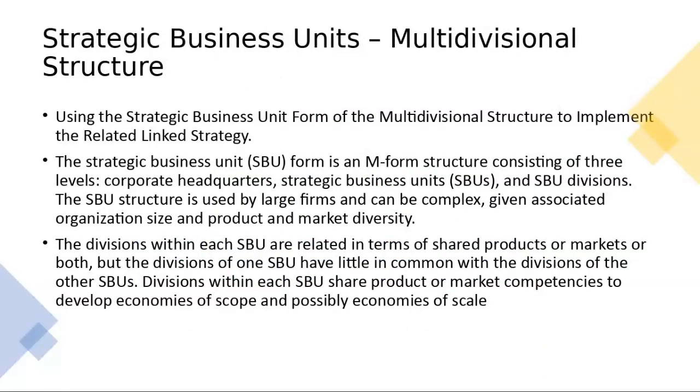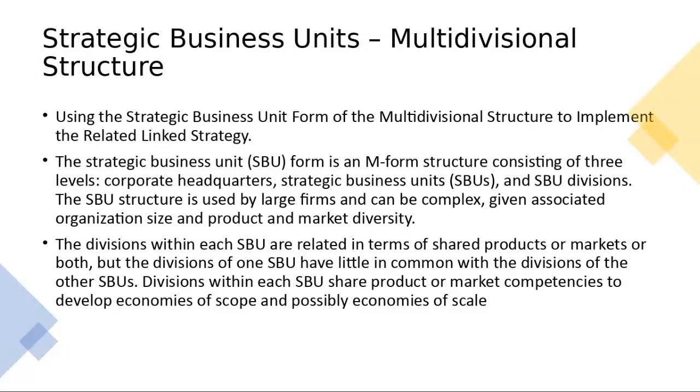Strategic business units now. This is pretty simple. So how do we use the strategic business unit form of the multi-divisional structure to implement the related linked strategy? So if you remember, we said that the related linked is when company A is sharing activities with company B, B is sharing with C, but C is not sharing anything with A. So you have a set of companies, but all of them are not related. Some of them are related, some of them are not. So the strategic business unit form is an M-form structure consisting of 3 levels: corporate headquarters, strategic business units, and SBU divisions. The SBU structure is used by large firms and can be complex, given associated organization size and product and market diversity.